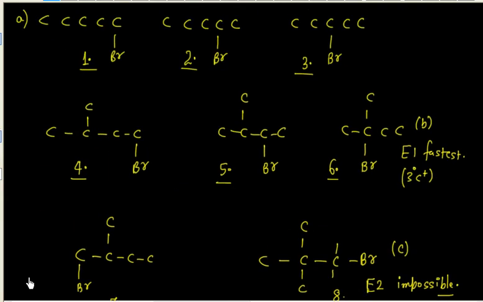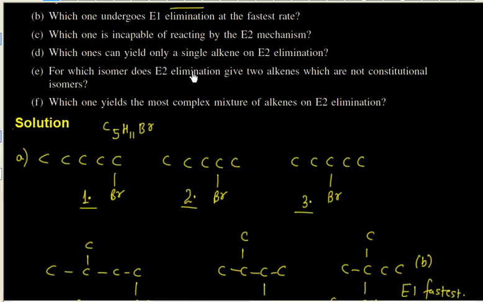Now let us say E part. What this E says: for which isomer does E2 elimination give two alkenes which are not constitutional isomers? This means they are stereoisomers. Now in this case, you will have cis as well as trans both. So this is the answer for part E. In this case, you can make a double bond here, or you can make a double bond here. Both are the same compound, but one will be cis, another will be trans.